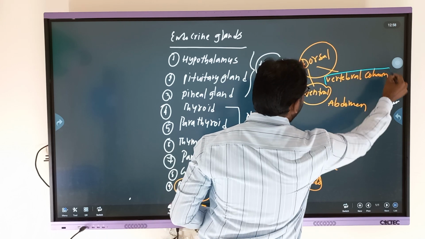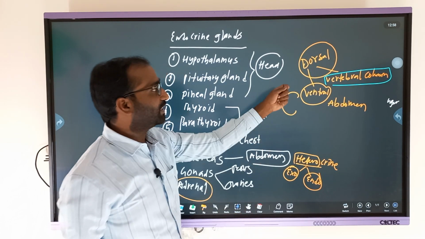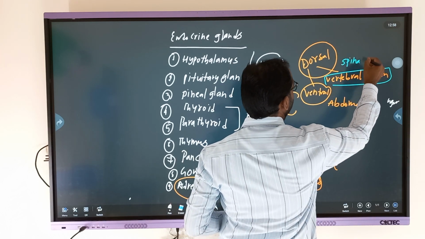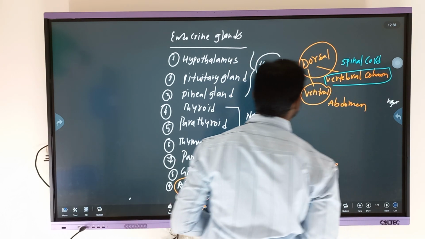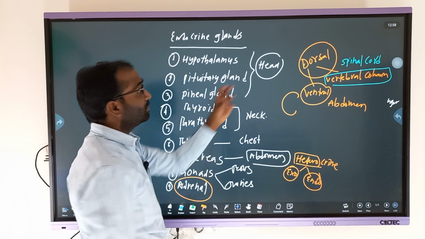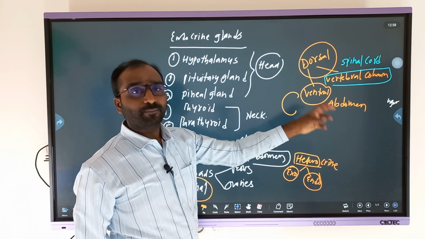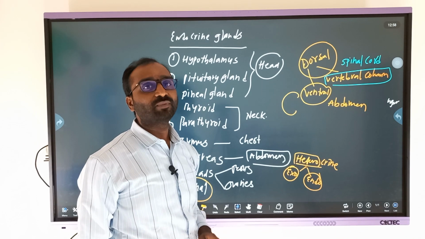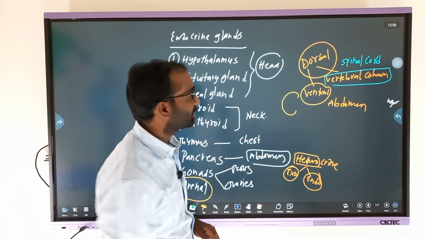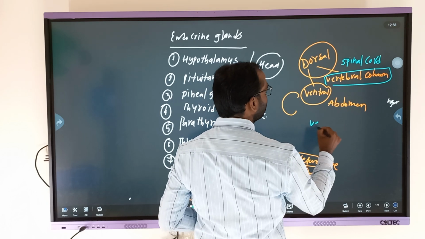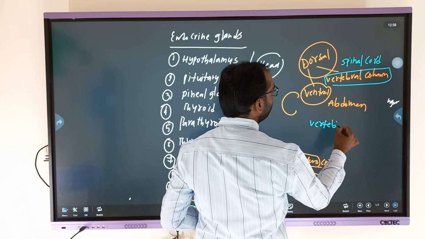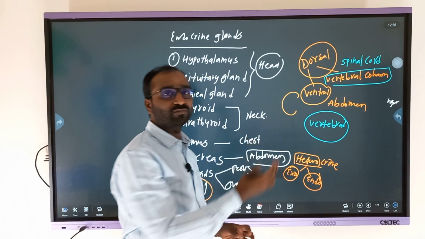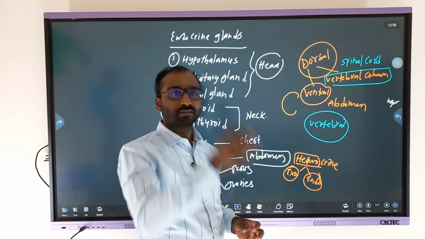Here again most students get a little confused between the vertebral column and the spinal cord. The spinal cord is protected by the vertebral column. The vertebral column is made up of vertebrae. Vertebrae are the bony structures that form the vertebral column, and that will be protecting the spinal cord.